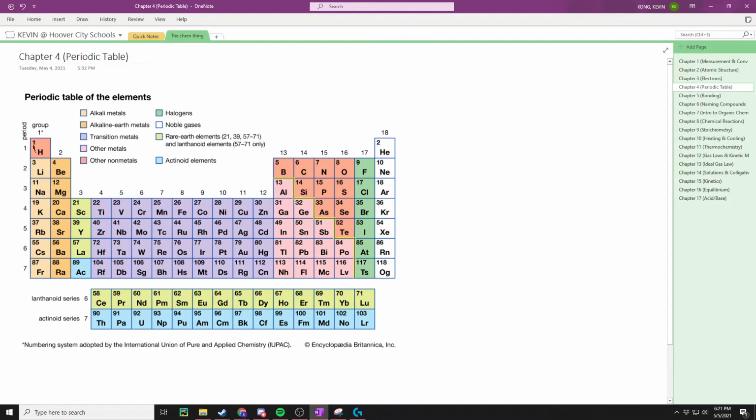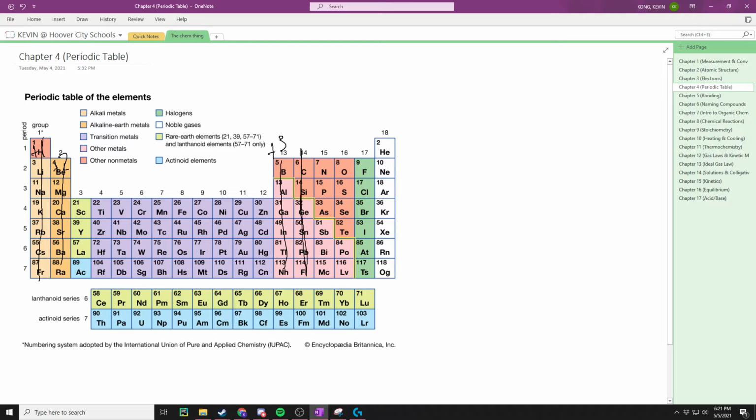Seeing their positions on this is a little unintuitive, but over here they have one extra electron, so we say that they have a +1 charge. So every single element here has a +1 charge. Every element in the alkaline earth metals has a +2 charge. Every element here has a +3 charge.